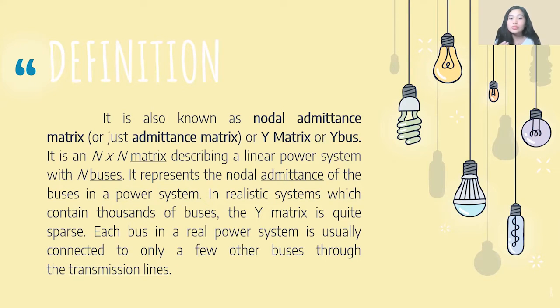So it represents the nodal admittance of the buses in a power system. In realistic systems, which contain thousands of buses, the Y matrix is quite sparse. Each bus in a real power system is usually connected to only a few other buses through the transmission lines. So that is mostly the fact about the Ybus or the Y matrix method, wherein it shouldn't deal with a lot of buses like in the real power system or in the real transmission lines wherein admittances are connected to it.